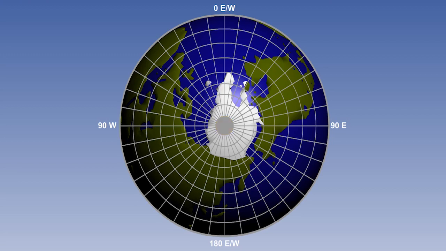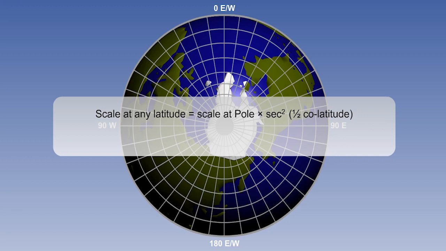The scale is correct at the pole, where the paper touches the reduced Earth. Elsewhere, it expands as the secant squared of half the co-latitude. The equation for scale is that scale at any latitude equals the scale at the pole times the secant squared of half the co-latitude.